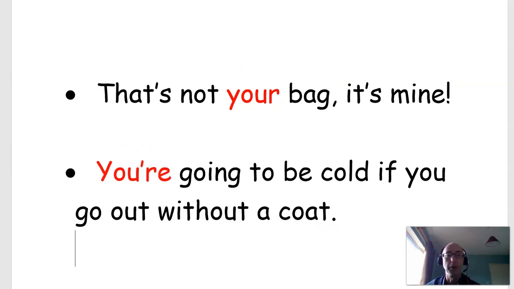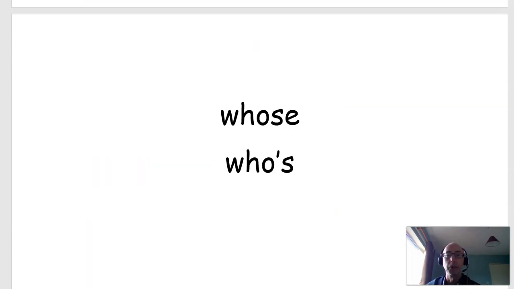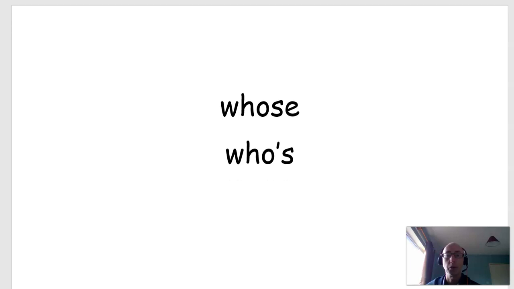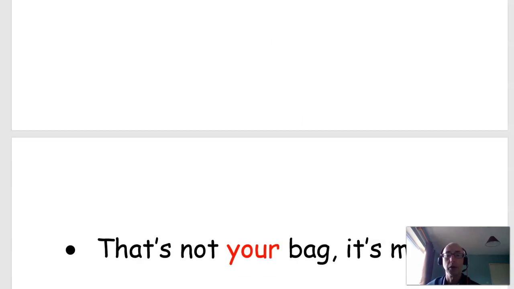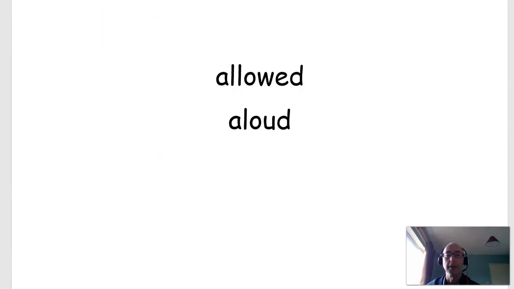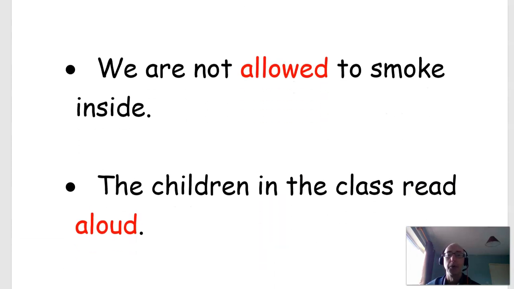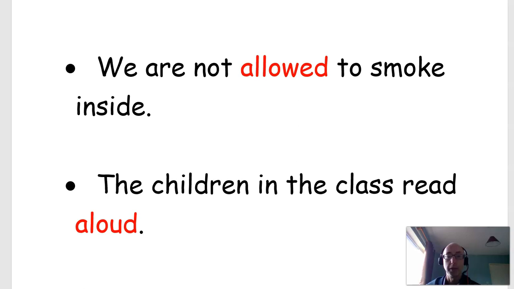So these two really should be taken together. Whose and who's, possession the first one, who is the second. Your and you're, the first one is possession, the second one is just you are, that's all. Okay, next one, allowed and aloud. We're not allowed to smoke, we're not permitted to smoke. The children in the class read aloud, they read out loud, so they weren't quiet.